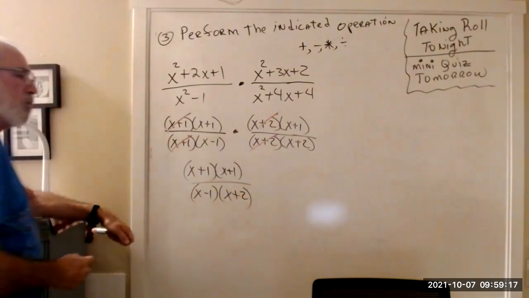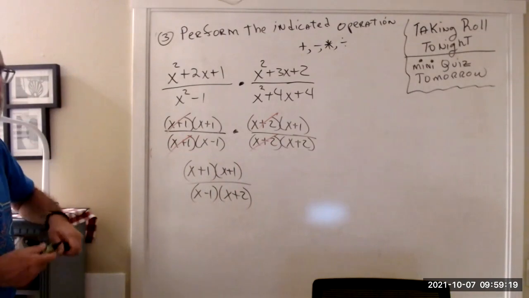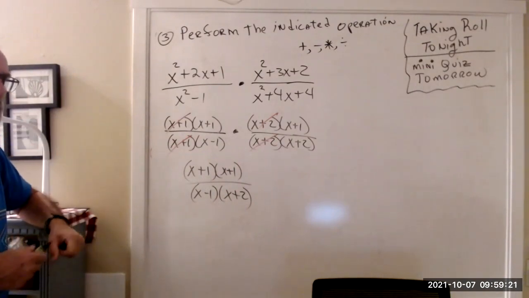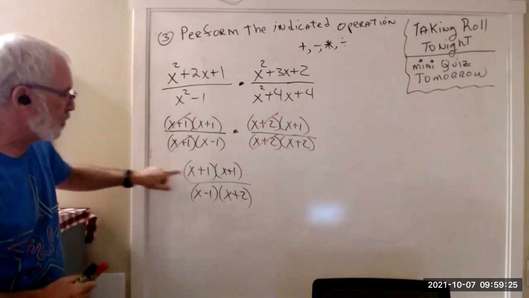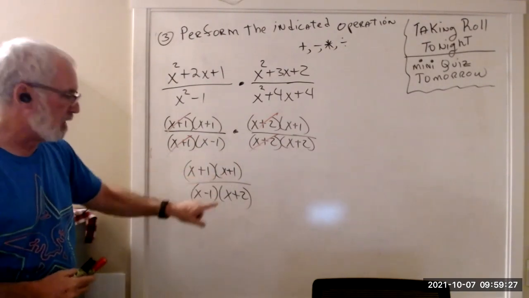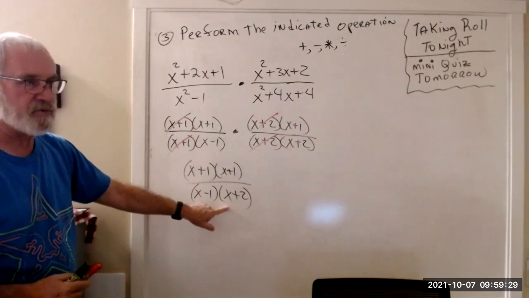Now, general rule of thumb, we didn't get to this last night, but it is multiply out the numerator. Leave the denominator factored.